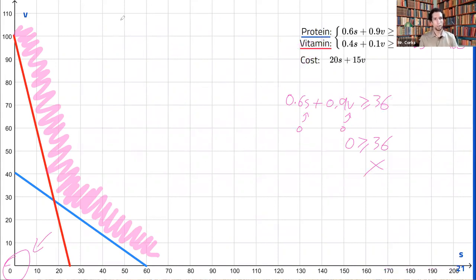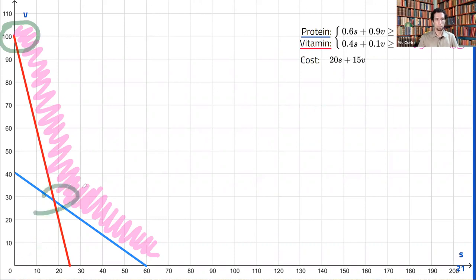How many corners do we have on our shape here, on our region? 3. Tell me where they are. 100. A little more detail. The red line on the V axis. Okay, so the red line corner and the V axis here, so 100 on the V axis. Yep. And? The intersection of red and blue lines. And the blue line on the S axis, 60. So A, B, and C, we can label these 3.